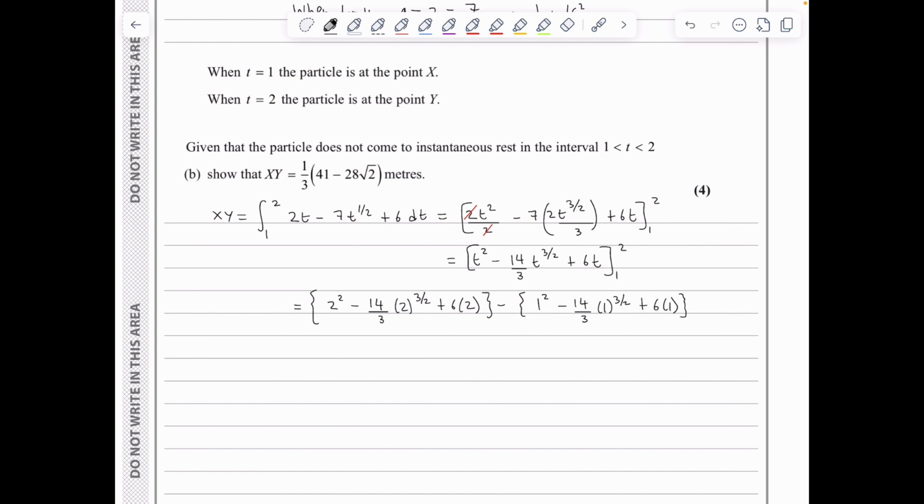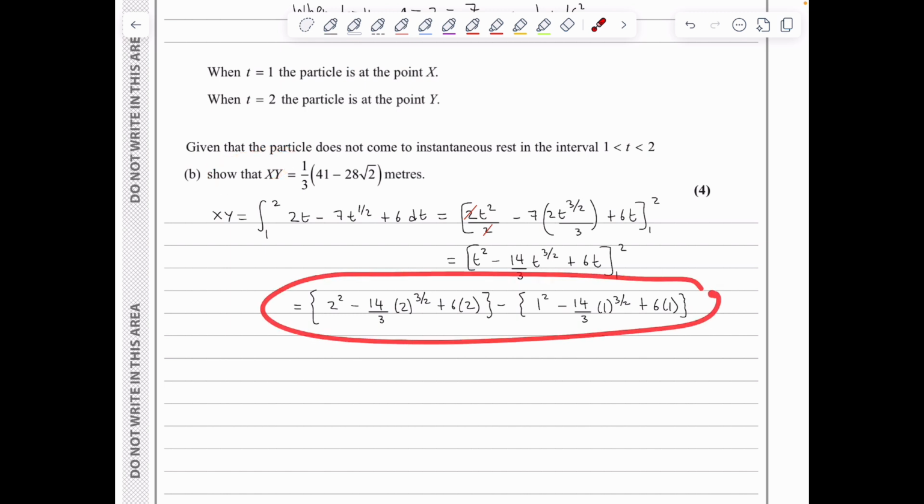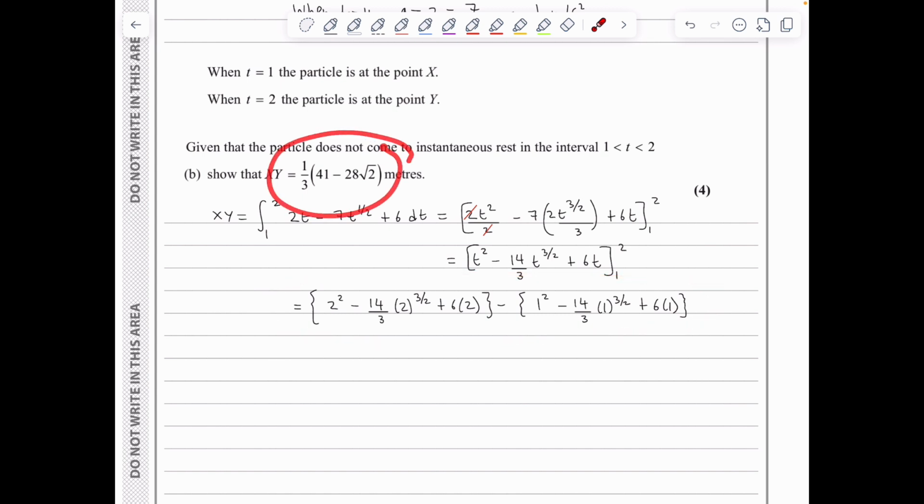Remember, this is a show that question. We need to show all the working clearly. If I plug this into the calculator, I'm getting a decimal, which is not enough because I need to arrive exactly at this form here. So let's proceed in treating this on a term-by-term basis.